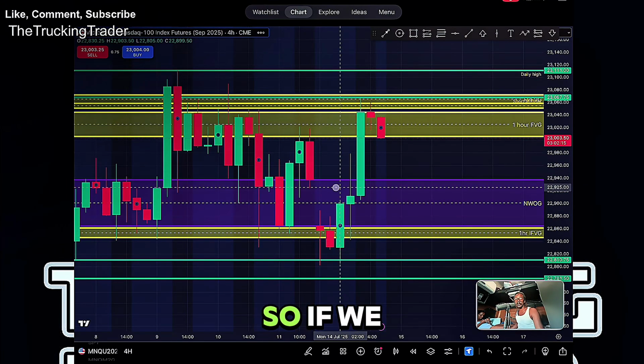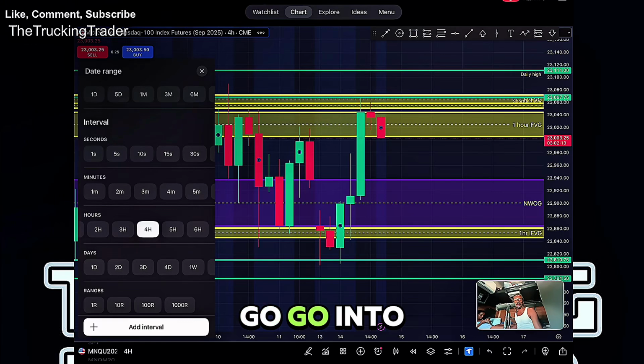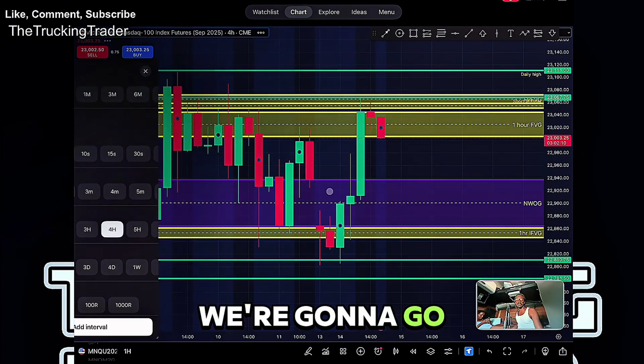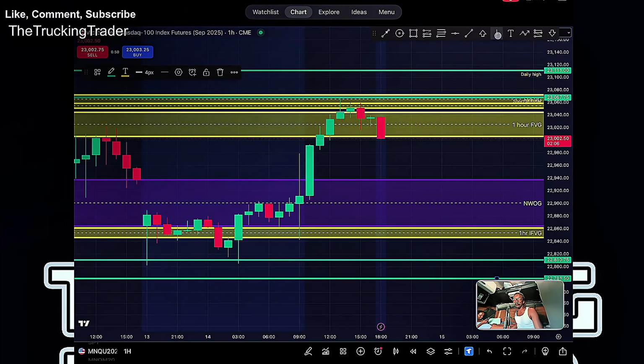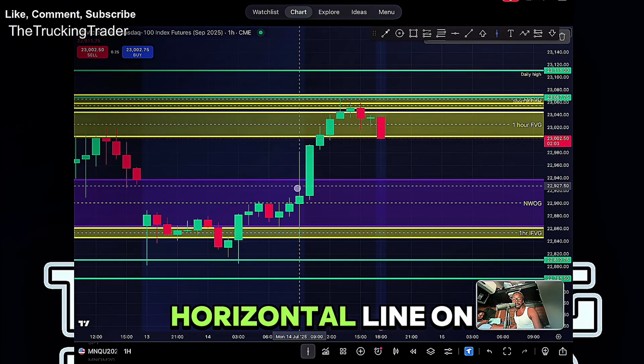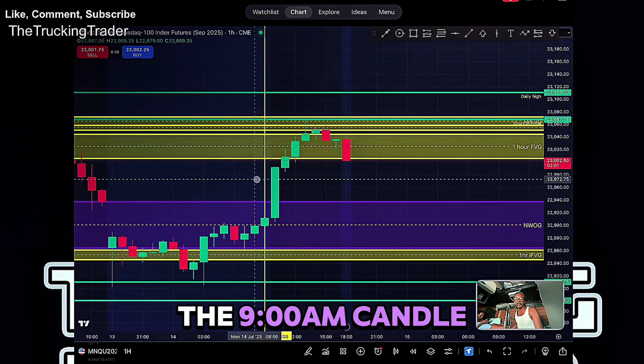These two green candles. So if we go into the 1 hour time frame, right, we're going to go to about right when the market was opening up. Let's put a horizontal line on the 9 a.m. candle.